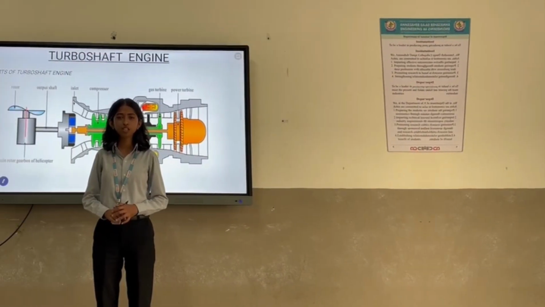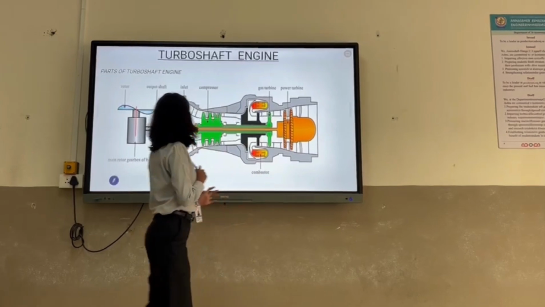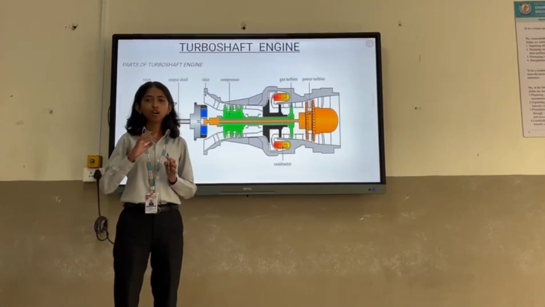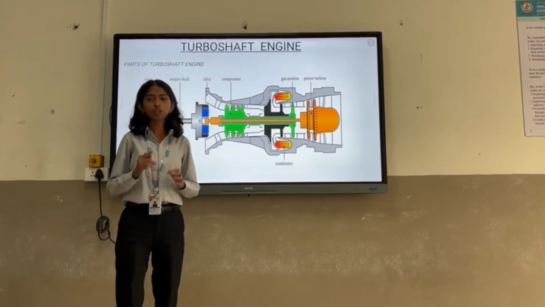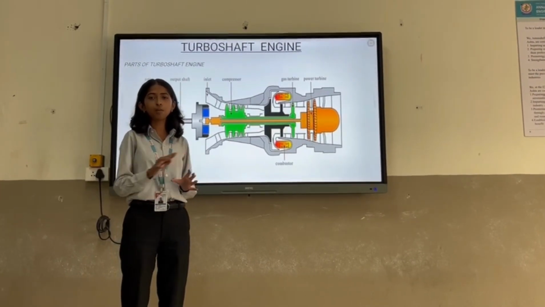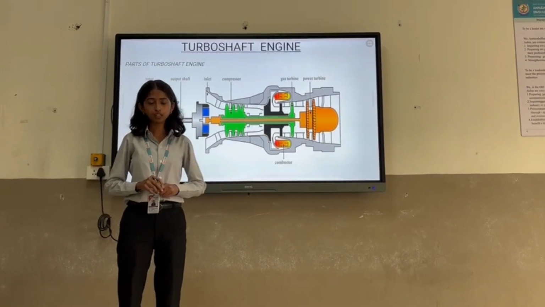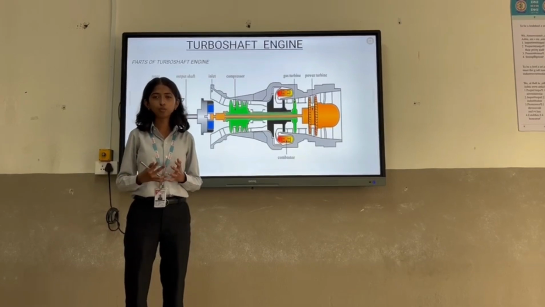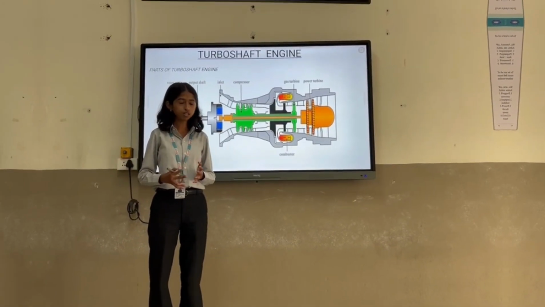Okay, now that we have seen the turboprop and other engines, we are now going to shift to the turboshaft engine. The turboshaft engine is also a variant of a turbojet engine. The working principle and the components are majorly the same. It also works on the Brayton cycle. The turboshaft engine is optimized to produce shaft power rather than just jet thrust.